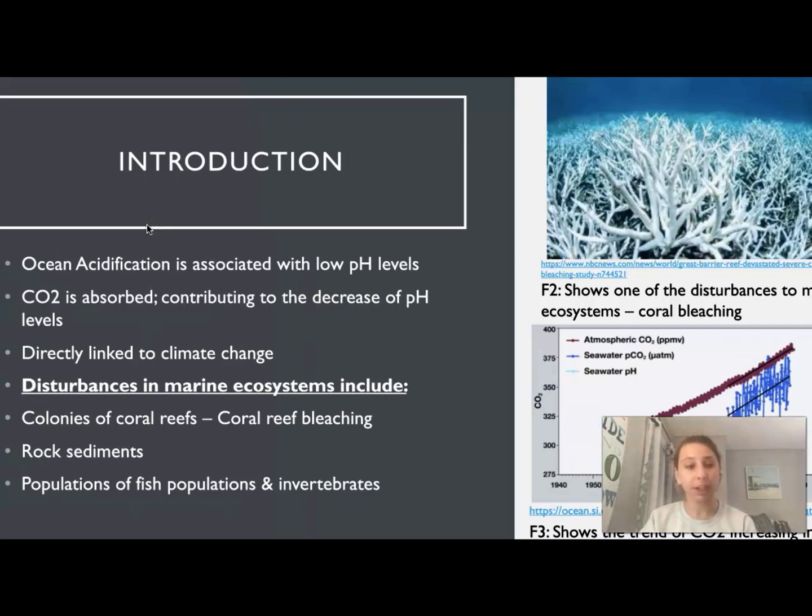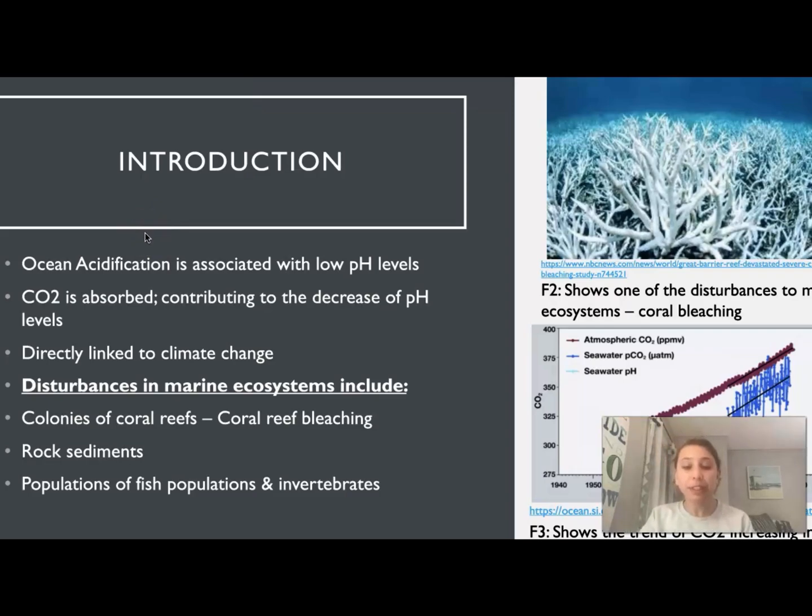So what is ocean acidification? Ocean acidification is associated with low pH levels. It is caused when CO2 is absorbed into the ocean's biotic structure, contributing to the decrease of pH levels. It is also directly linked to climate change.